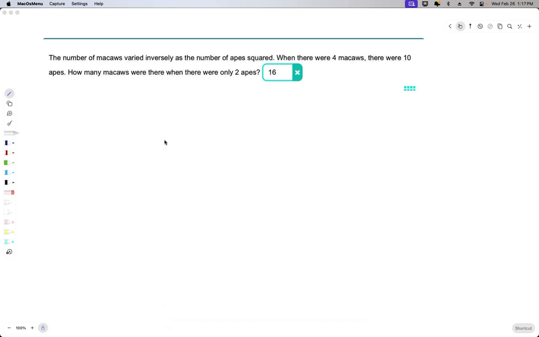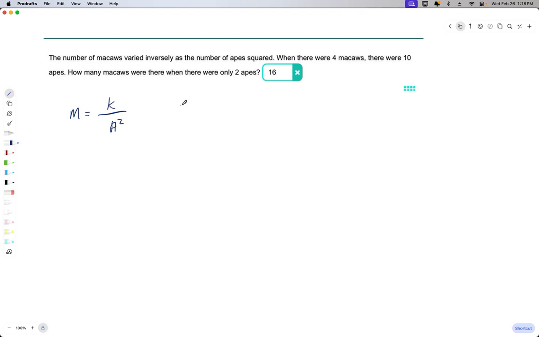All right, this one's from lesson 80. The number of macaws varied inversely. So that's your formula. The number of macaws varied inversely, so that's going to be constant over whatever's next: the number of apes squared. This is your formula. Now we're going to apply it to find out what our constant k is.